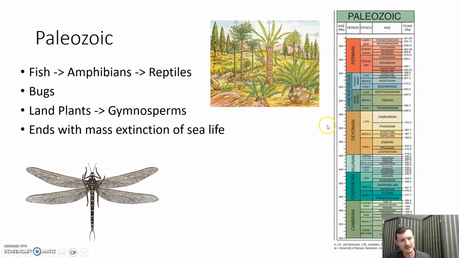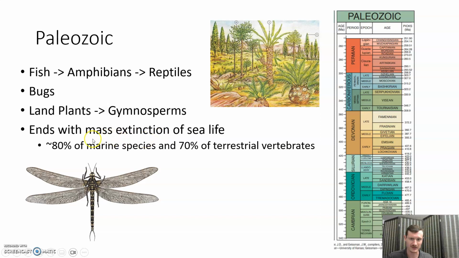So at the very end of this thing, the thing that divides our Paleozoic, right, our old life regime, from more modern stuff is going to be a mass extinction, and this will be a trend, right? Mass extinctions separate eras. About 80% of marine species, 70% of terrestrial vertebrates are wiped out at this time. That's a lot.